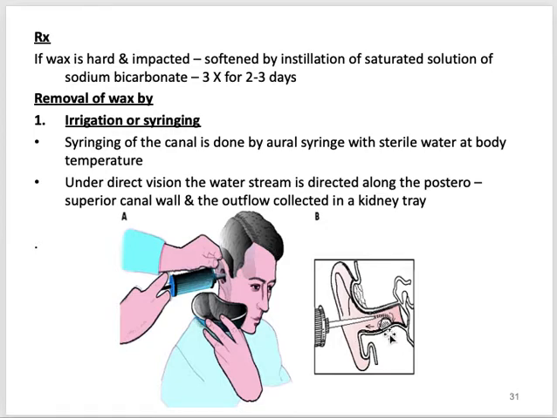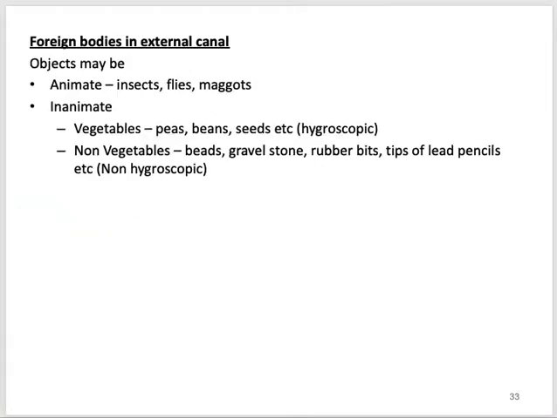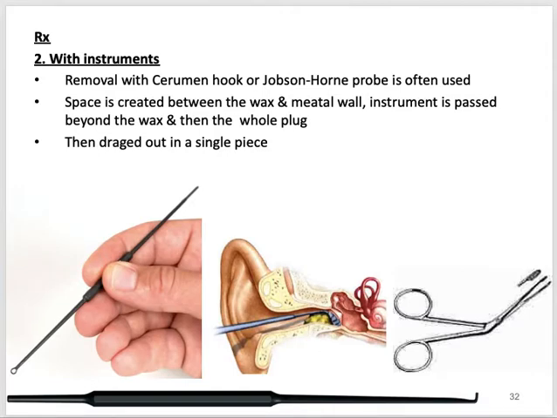But sometimes when the wax is tightly impacted, we have to use instruments to take it out. So this is how they are going to do this. This one is with instruments. Of course they can put instruments and take this thing out. If the wax is too hard and it is not coming out by syringing or by manipulation, it can be softened by putting some drops like sodium bicarbonate or glycerine, and then waiting for some time. Once that is done, we can remove it.